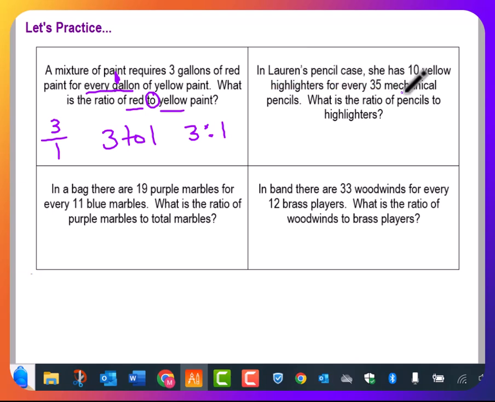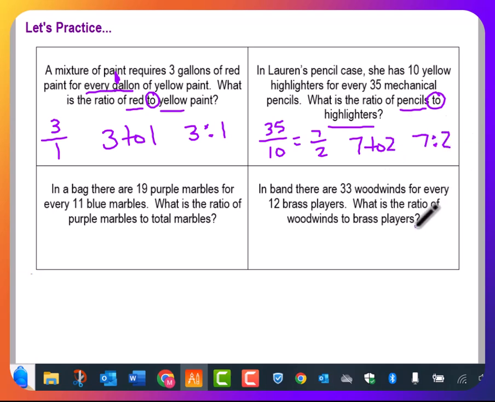In Lauren's pencil case, she has 10 yellow highlighters for every 35 mechanical pencils. What is the ratio of pencils to highlighters? There's that word to. Pencils to highlighters. How many pencils? Well, it says 35 mechanical pencils. How many highlighters? It says 10 yellow highlighters. Can we simplify? Sure, we can divide by 5, and that gives us a 7 to 2 ratio. You can write it with the word to, 7 to 2, or you could write it with the colon, 7:2.